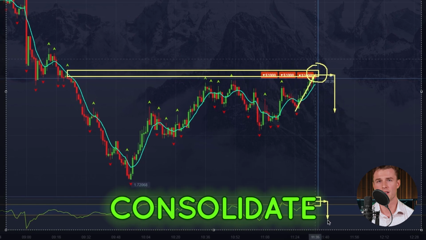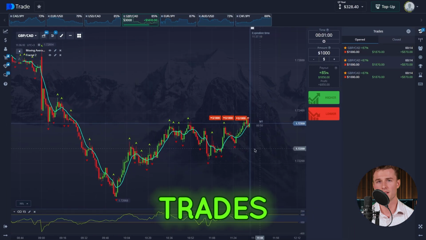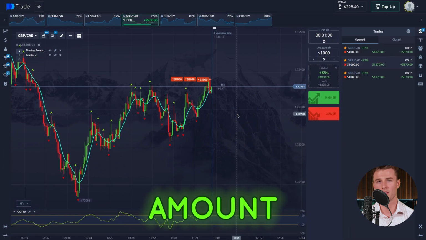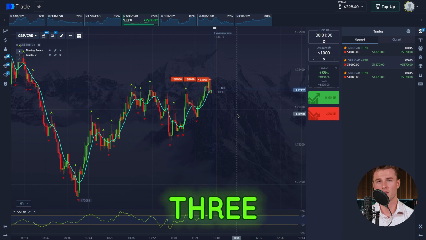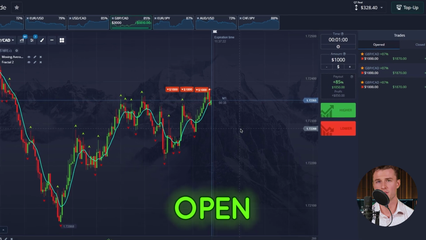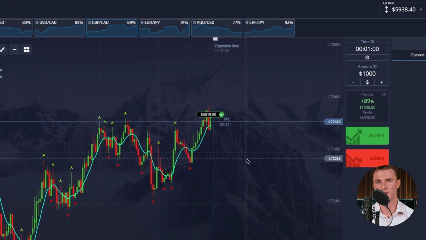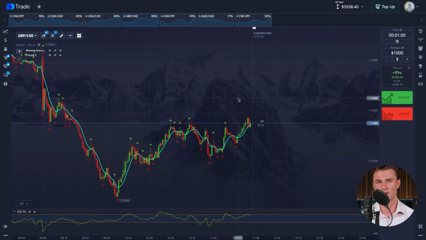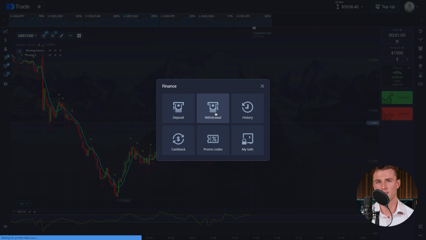To consolidate the result, we will open final trades for the amount of $3,000. Here we will open 3 trades on the downside. We will open in the price pullback, touching the resistance area. We have a good opening point. Updating of the price maximum. We opened a similar trade.